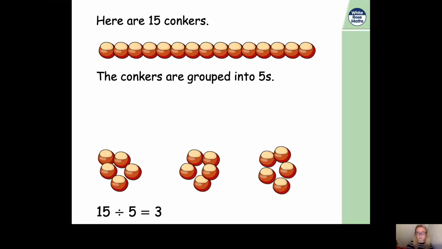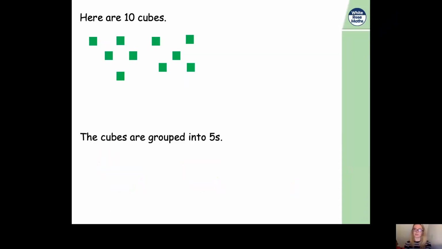Can you see my groups of 5? Each one has 5 in. They're all equal. And it equals 3 because I've made 3 groups by grouping these conkers. Fantastic. Now let's try one yourselves.